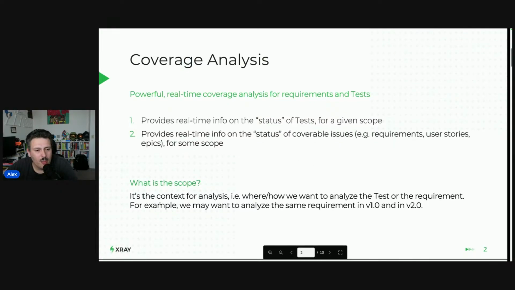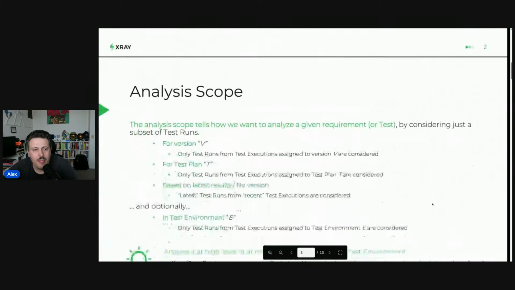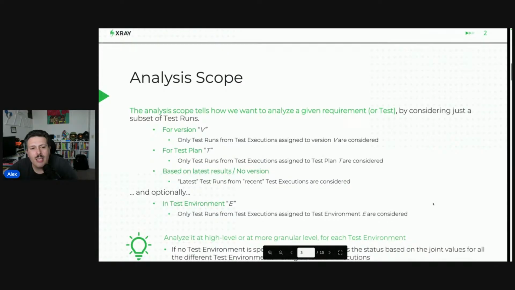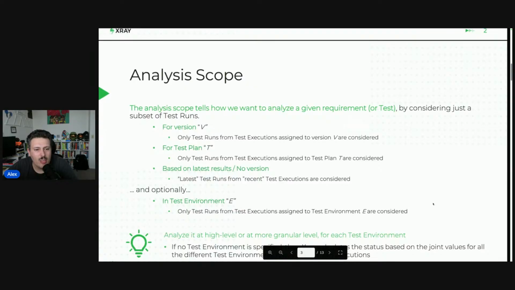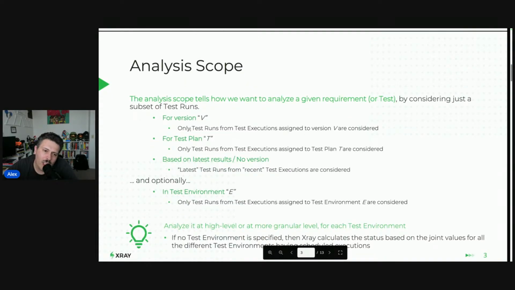So what is a scope? It's the context for analysis, where and how we want to analyze the test or the requirement. For example, we may want to analyze the same requirement in V1 and in V2. Analysis scope tells how we want to analyze a given requirement or test by considering just a subset of test runs. For version V, only test runs from test executions assigned to version V are considered. For test plan T, only test runs from test executions assigned to test plan T are considered.